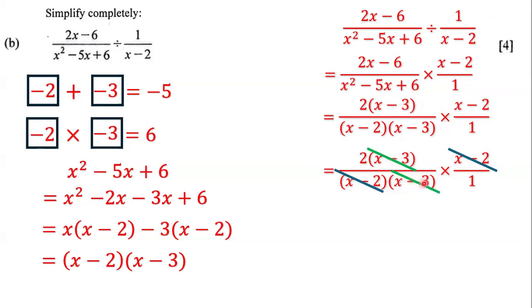And so what do we have left? We have 2 over 1 multiplied by 1 over 1. 2 times 1 is simply 2, and 1 times 1 is 1. So 2 over 1 is equal to 2, and that's our answer to this particular question.